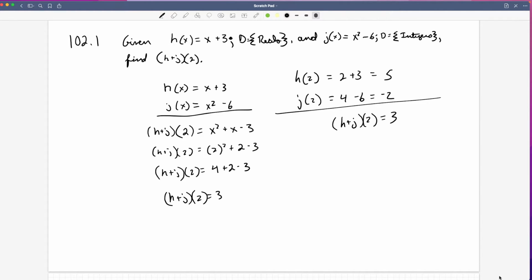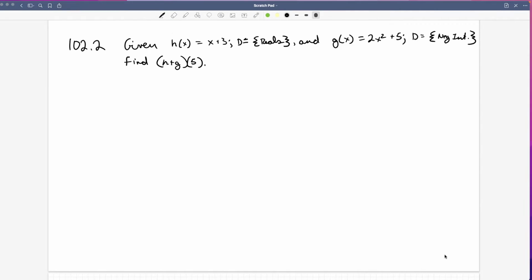I'm going to erase this and put the next one up. All right, here is example 102.2. So let's walk through it. Given h of x is equal to x plus 3 in the domain of the reals, and g of x is equal to 2x squared plus 5 in the domain of negative integers, find h plus g of 5. So let's look at that. So let's do it the other way first.